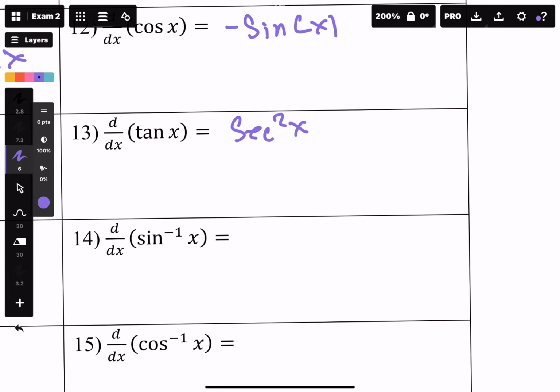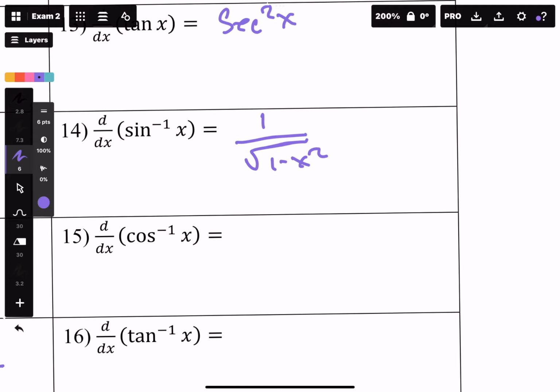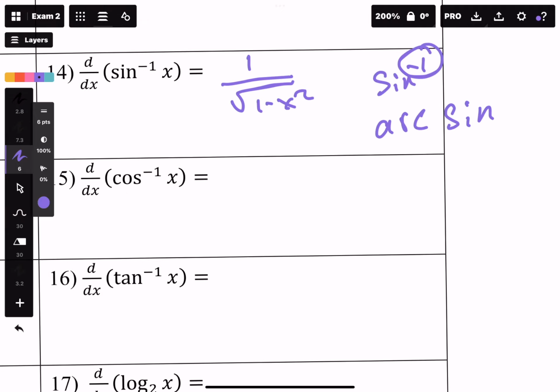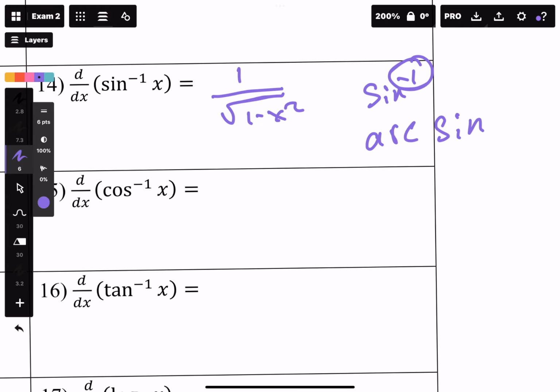The inverse of sine, these are where it gets tricky. It's 1 over root 1 minus x squared. And inverse cosine or arc cosine. Keep in mind, anything you see with inverse, which is this, can also be written as arc, as arc sine. Arc sine, arc cosine, arc tangent. So all of these are the same.